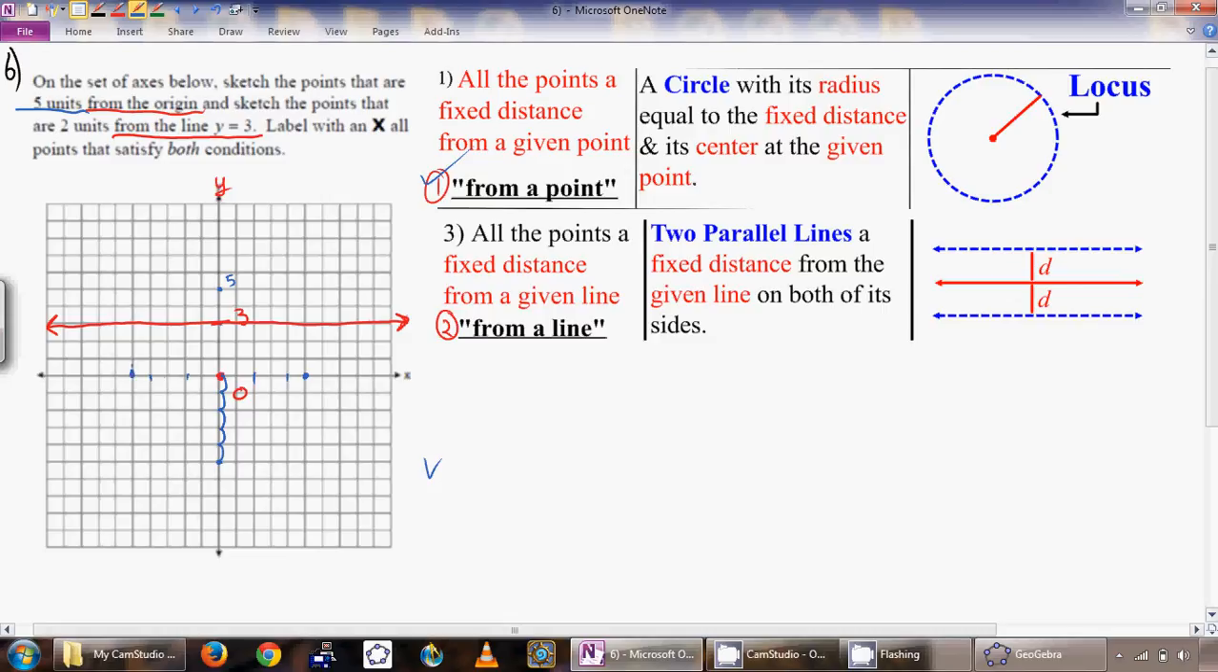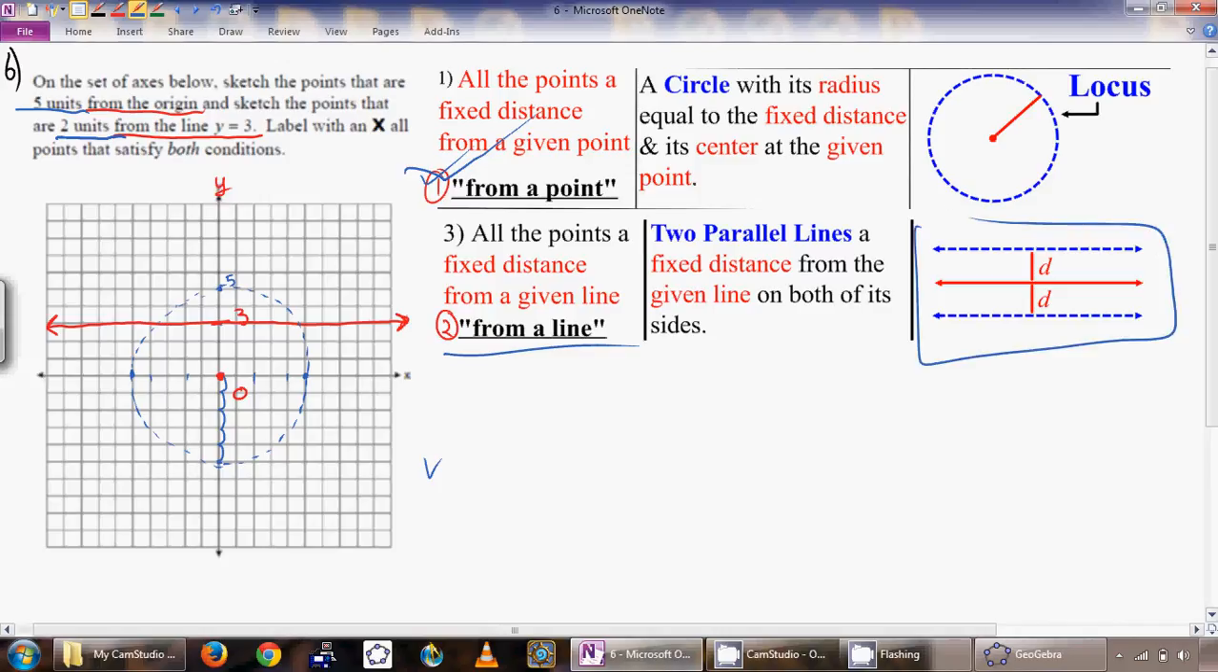So let me trace in that circle. Okay. Radius of 5 with the center at the origin. Check that off. And now from a line. And how many units from the line? Oh, I'm 2 units from that line.